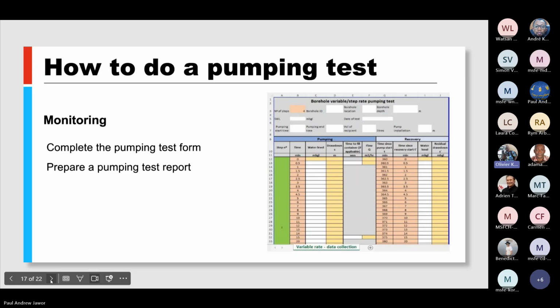But if that's not going to be the case, then we strongly recommend recording the drawdown values for each pump rate at the prescribed times given here, every 30 seconds, then 1 minute, then 5 minutes, and eventually for the recovery. And once you have all of this, you can then share it with your HQ referent or your HQ focal person to assist you with the analysis of the pump test. Next slide, please.